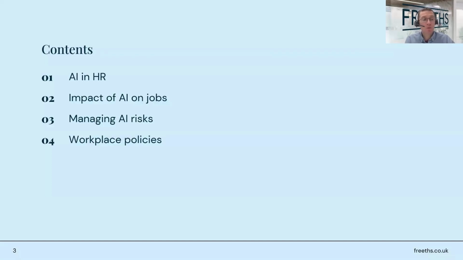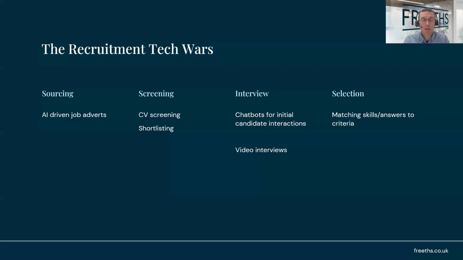If you pop to the content slide, please, Tom, just a summary of what we're going to be looking at today. So I'm going to take you through the common features of AI where we're seeing an impact in the HR space. Rob's then going to have a look at the potential impact of AI on jobs and what we should be thinking about strategically in that area. I'm going to talk about managing the risks inherent in using AI. And then finally, Rob's going to deal with your homework for today in terms of workplace policies. So if you could pop onto the next slide, please, Tom.